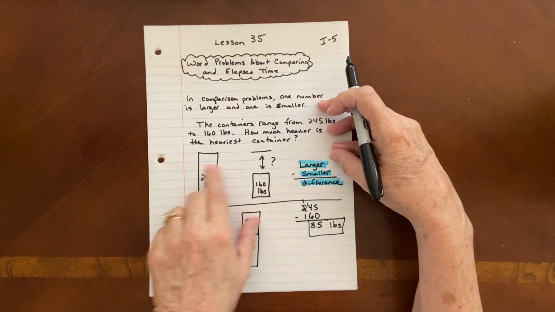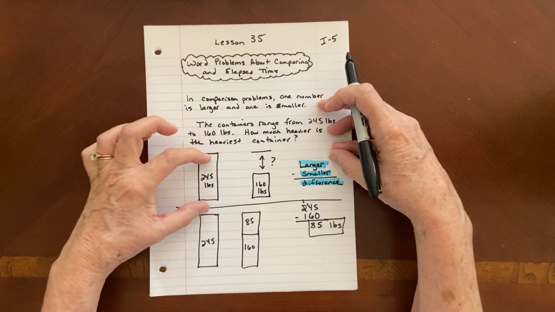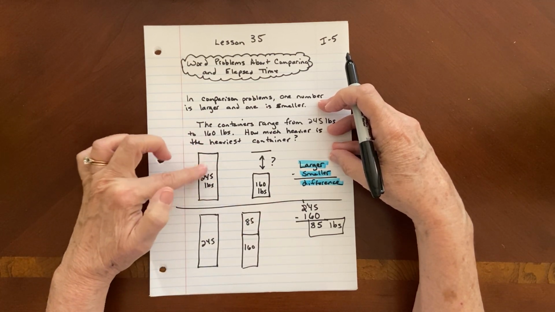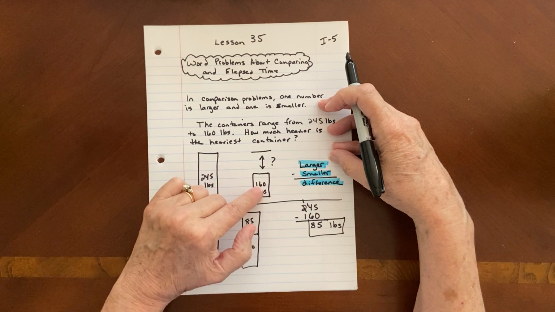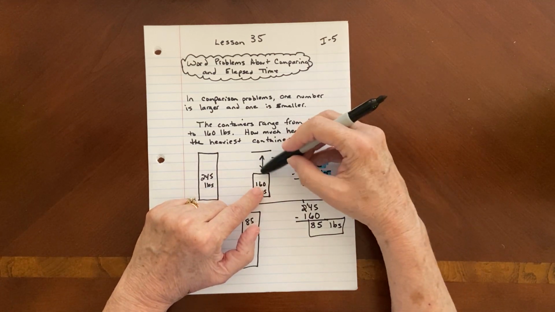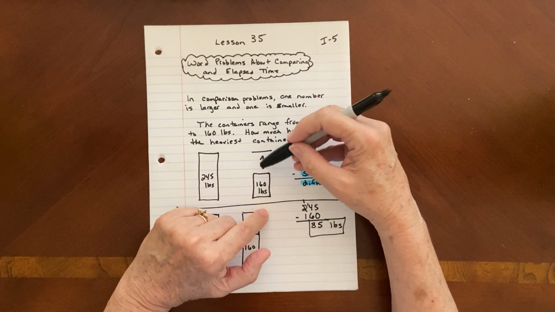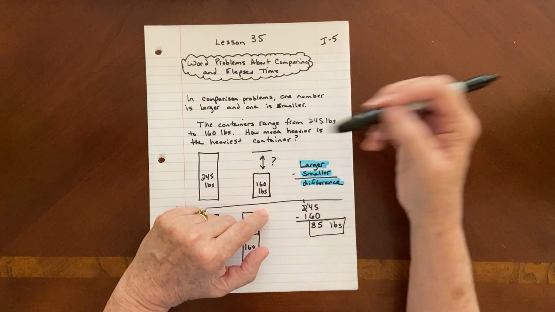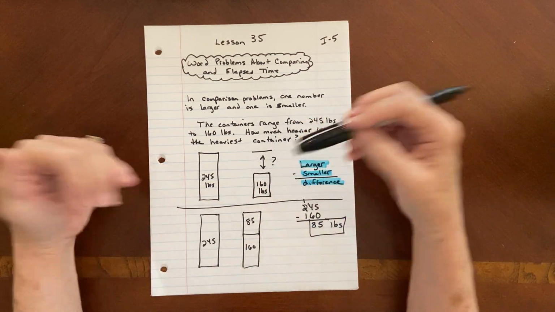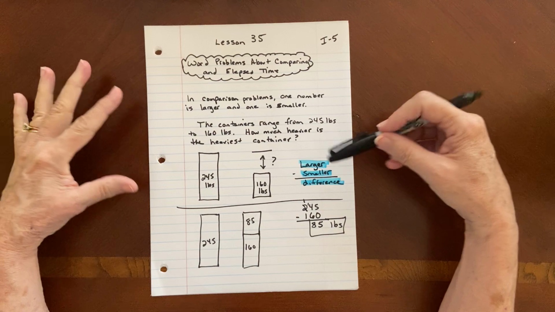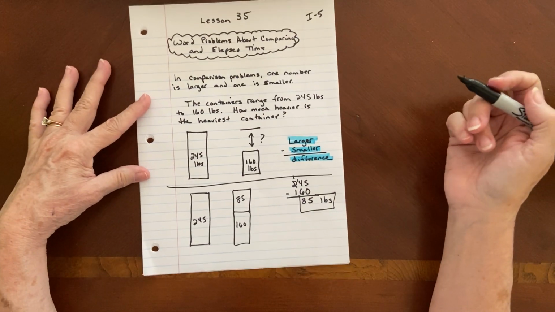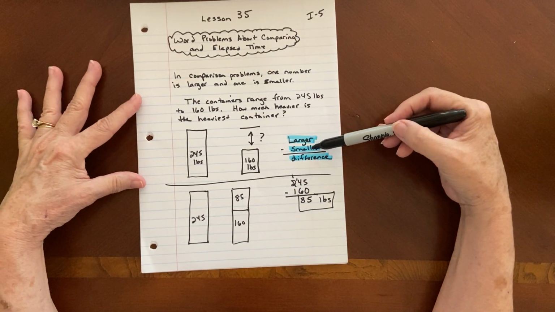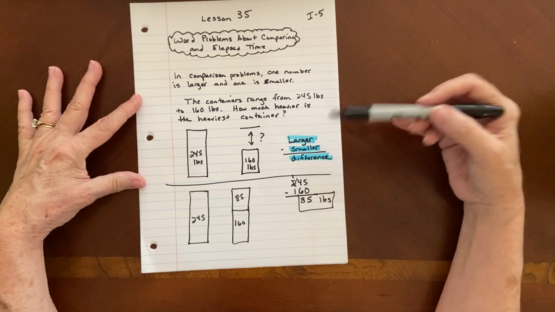So they suggest that you draw a little picture, make the bigger one, and put your pounds in here, 245. Make your smaller one, 160 pounds, and you're trying to find that difference between 160 and 245. These pictures don't work for me so well. This formula works really well for me. So larger minus smaller equals the difference.